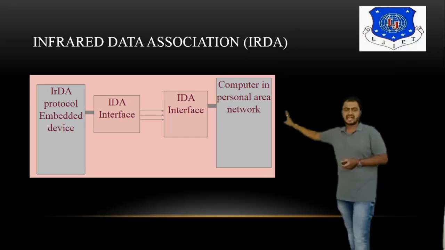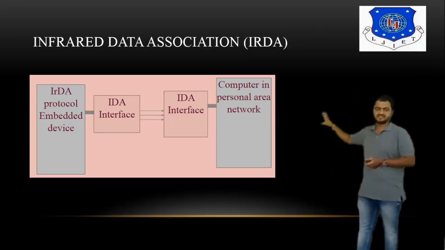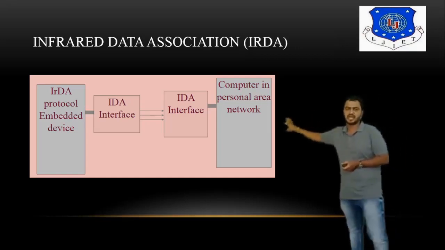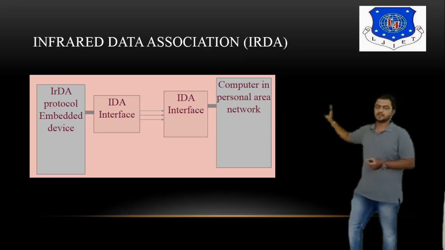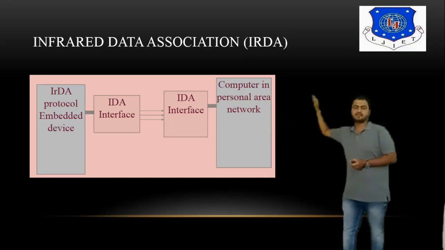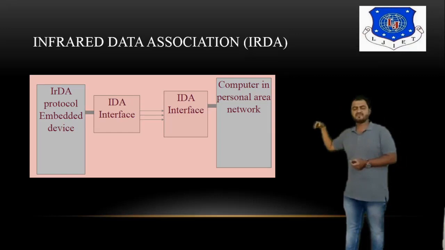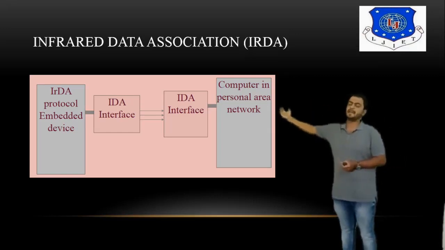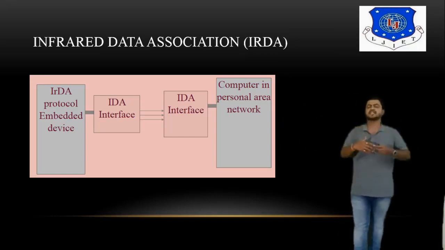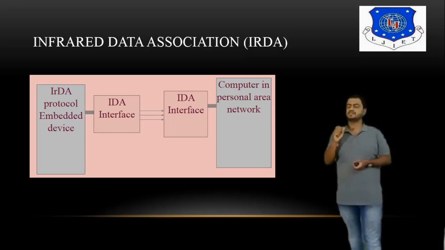You can see the IRDA protocol embedded devices with embedded interfacing, and the same on the receiver side, or the computer side, where we have the IRDA device interfacing module and then the personal area network. So basically this is the protocol establishment from the computer to the embedded devices. We have IRDA interfaces on the computer side, and in the same way we have IRDA interfaces on the embedded side. So if the protocols on the receiver and transmitter match, then communication will be established. This is the Infrared Data Association system.